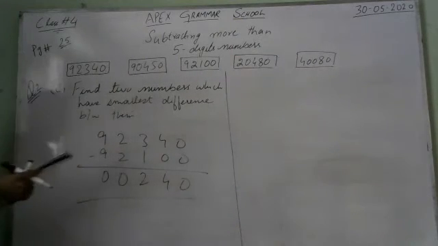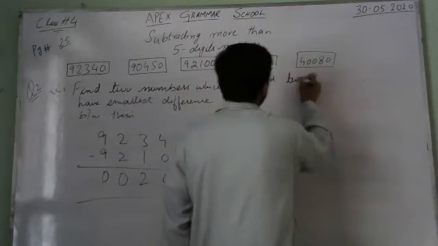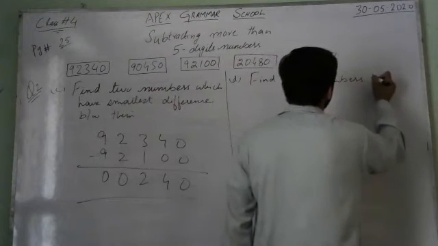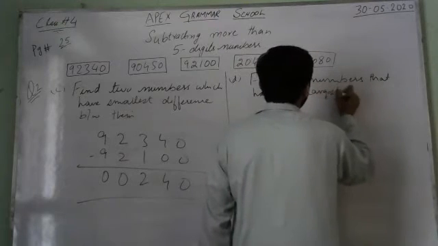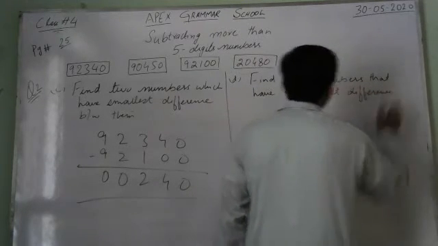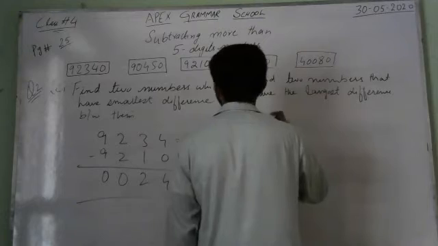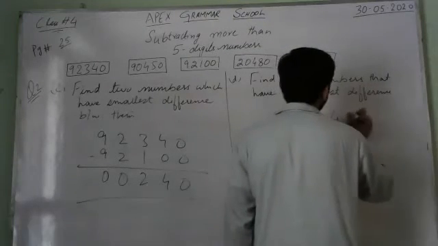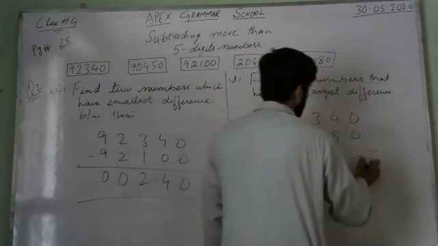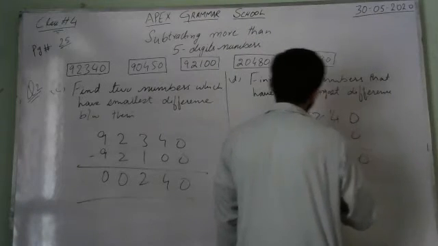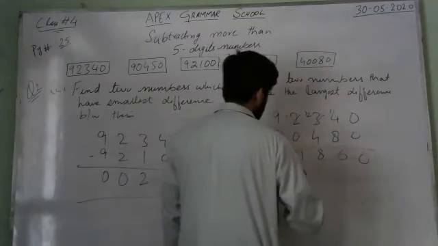B part is find two numbers that have the largest difference. So the greatest number and the smallest number, after subtracting these two, will have the greatest difference. 92340 minus 20480. 0 minus 0 is 0. 14 minus 8 is 6. 12 minus 8 is 4. 1 minus 0 is 1. And 9 minus 2 is 7.